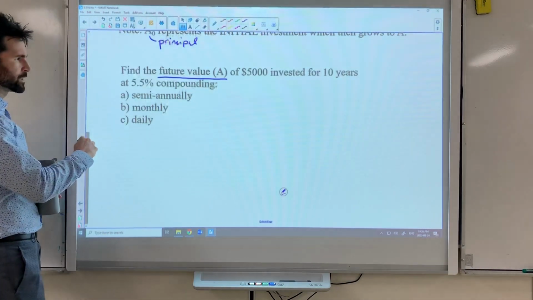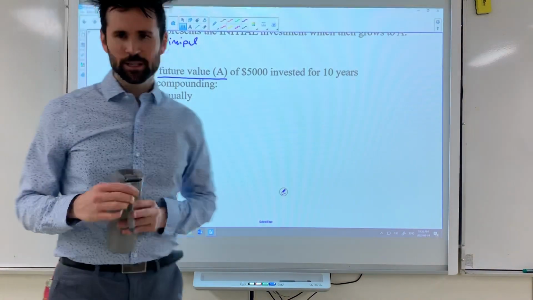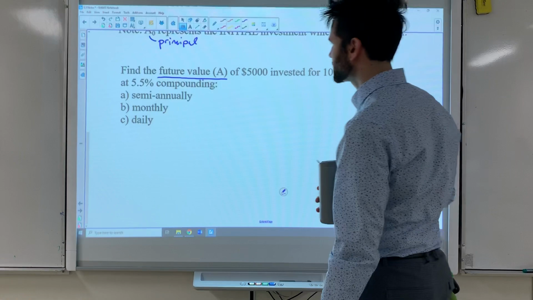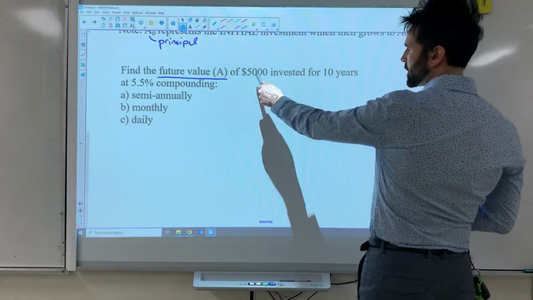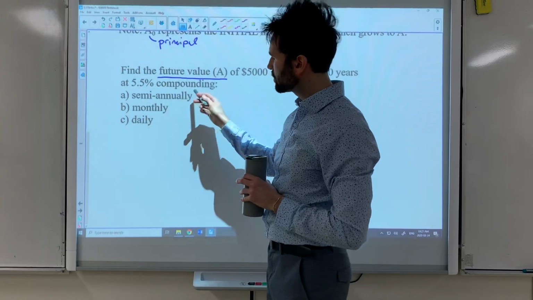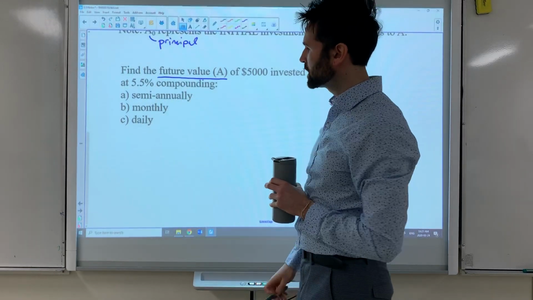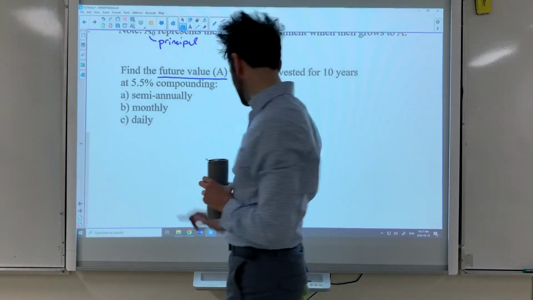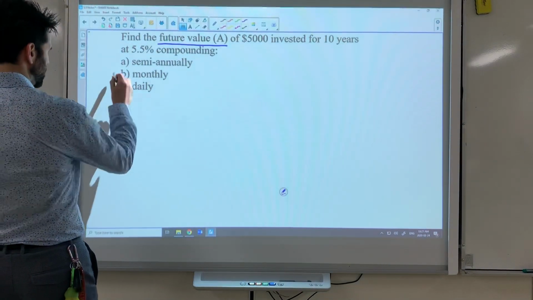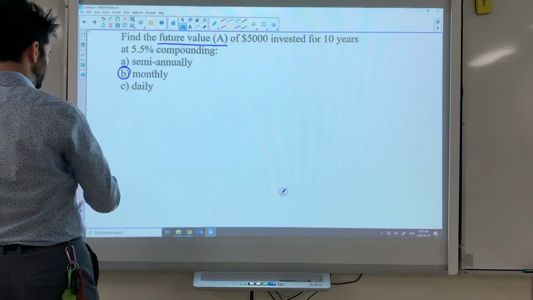So if we look at this question here, not exactly the kind of question you get on the exam, but very, very close. It's all we can do for now, so let's take a look. It says the future value of $5,000 is invested for 10 years at 5.5% compounding semi-annually, monthly, daily. So maybe we'll do one of these just to demonstrate, and I'll talk about what compounding is. Let's do B, where it's compounding monthly.